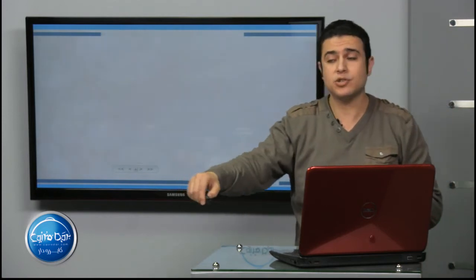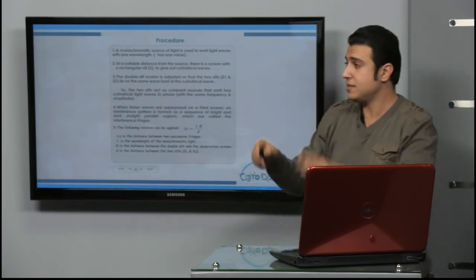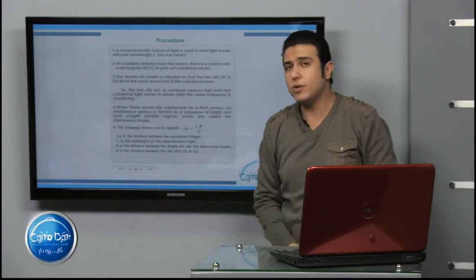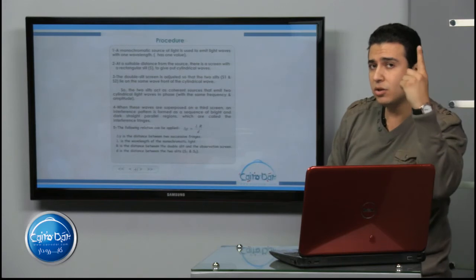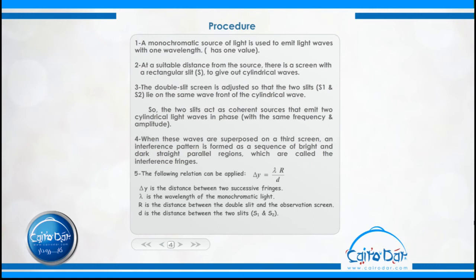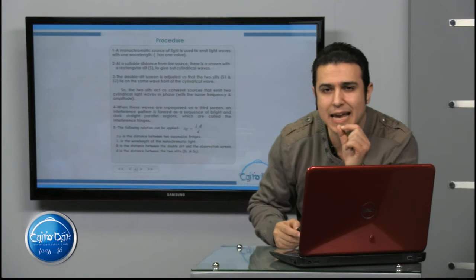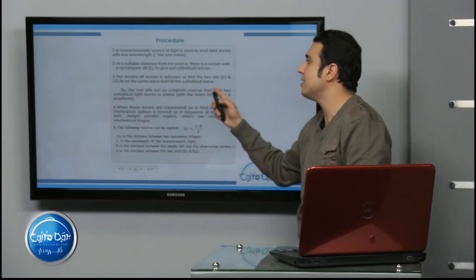About the procedures: a monochromatic source of light is used to emit light with one wavelength, so the wavelength is only one value. At a suitable distance from the source, there is a screen with a rectangular slit to give out cylindrical waves. The double slit screen is adjusted so that the two slits S1 and S2 lie on the same wave fronts of the cylindrical wave.